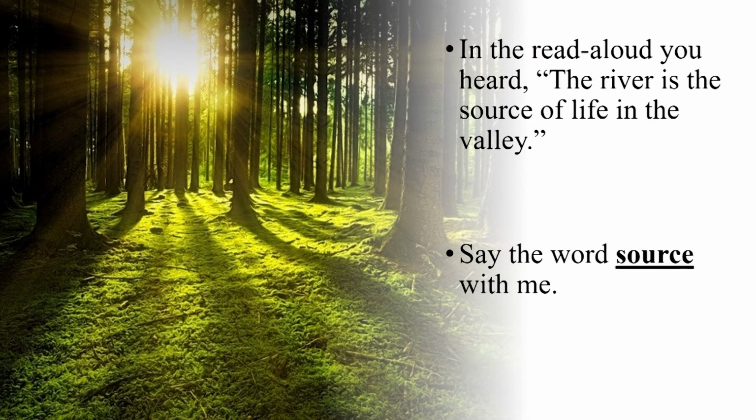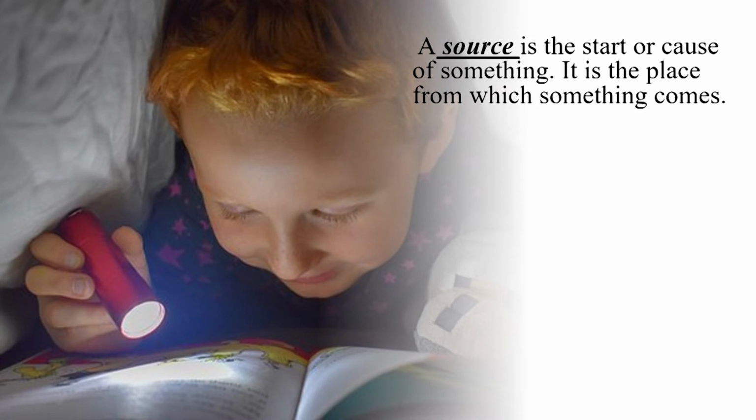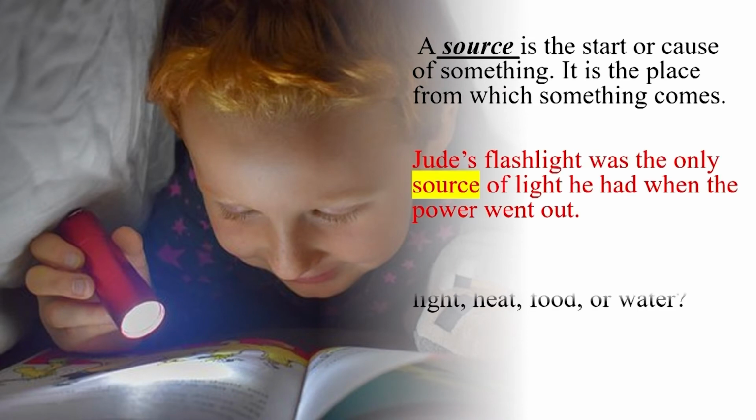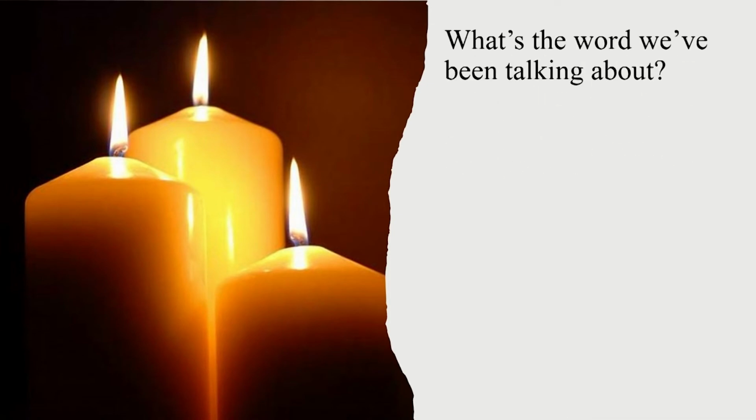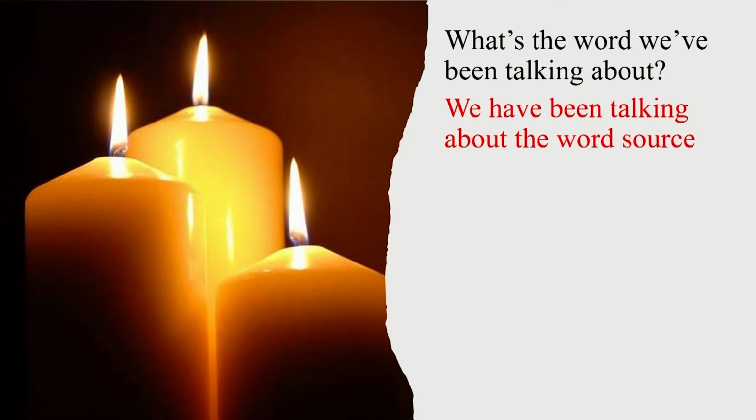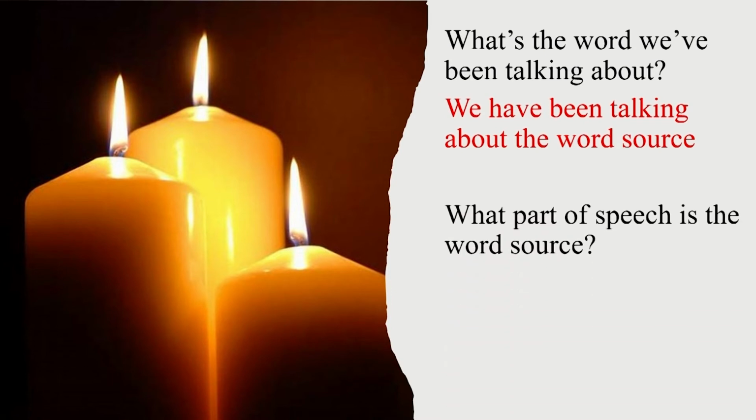Can you name another source for light, heat, food, or water? Try to use the word source when you name a source. The source of light is the sun. Great job. What is the word that we've been talking about? Source. The word we have been talking about is source. That's right, source. What part of speech is the word source? I think it's a noun. Good job.